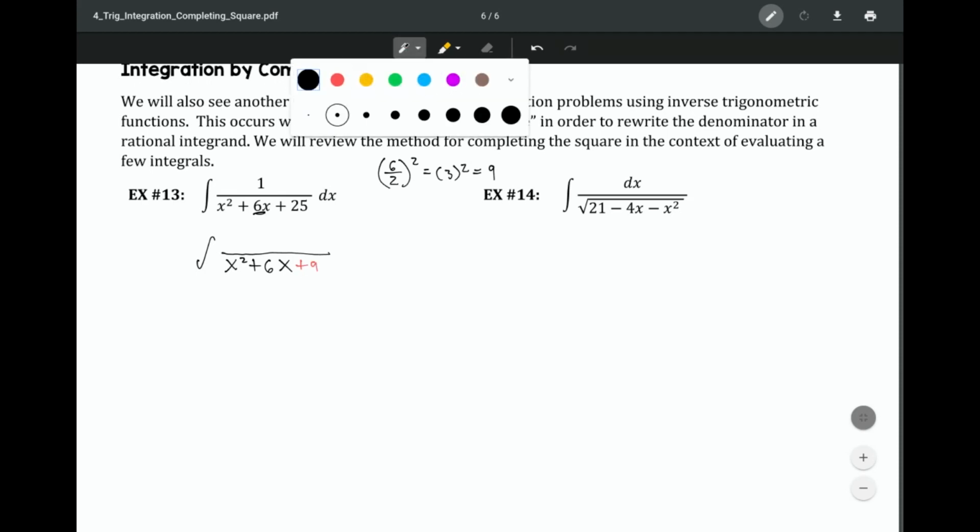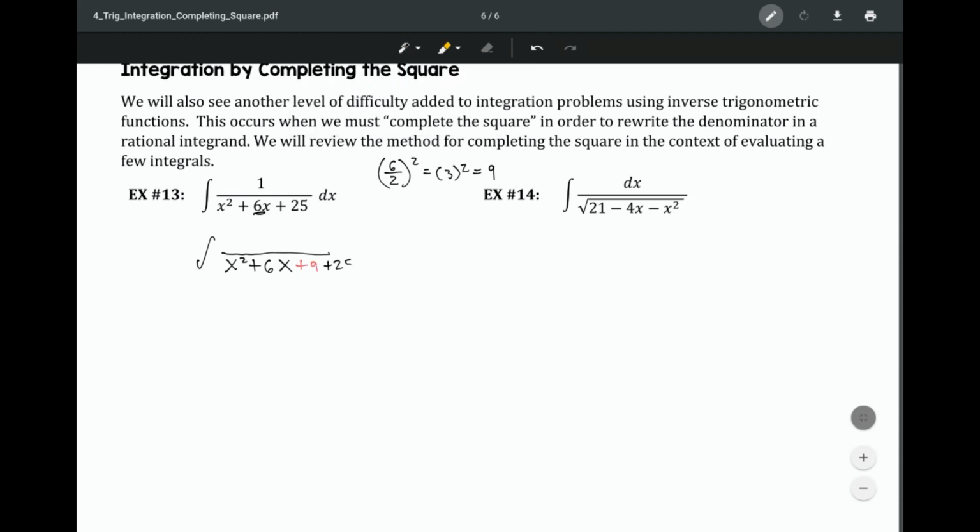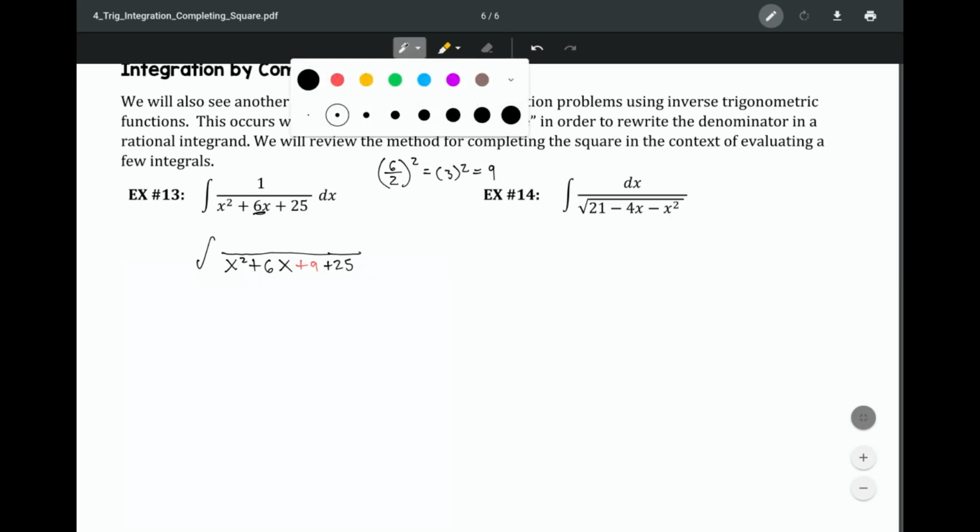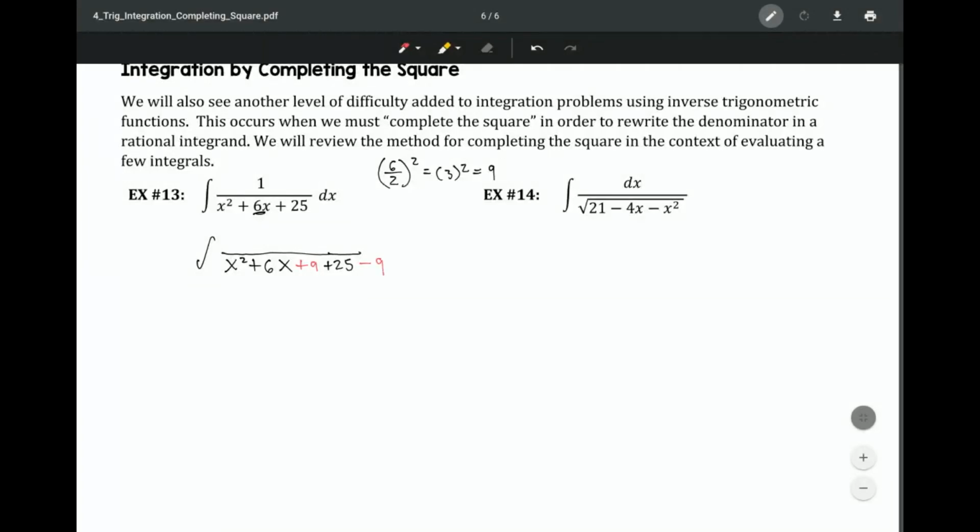And I'm going to add that 25. But I can't just add a 9, all right? I can't just randomly add a 9 because I want to. That function needs to be the same, or equivalent, I should say. So what I'm going to do here is also subtract the 9 like that. So I'm going to add a 9 and subtract the 9.